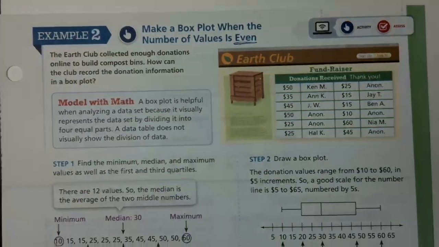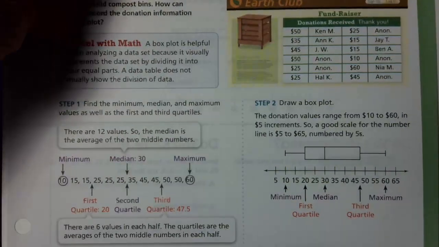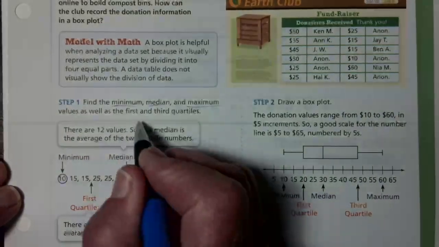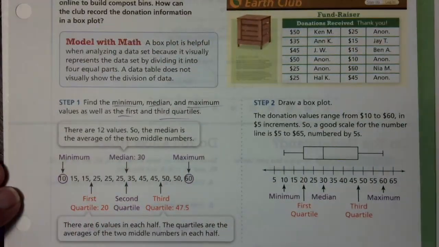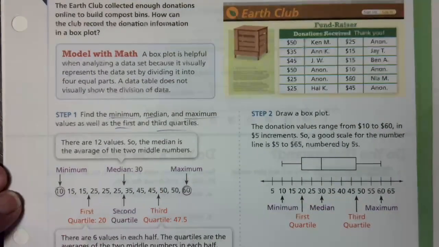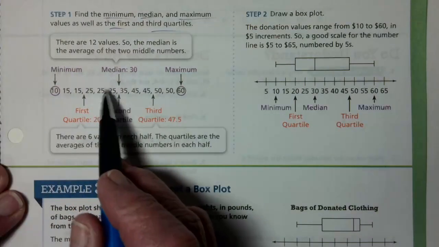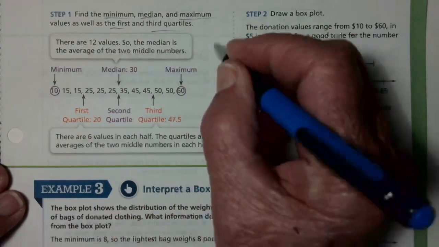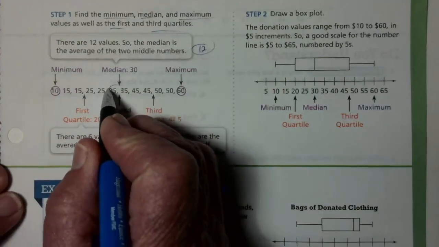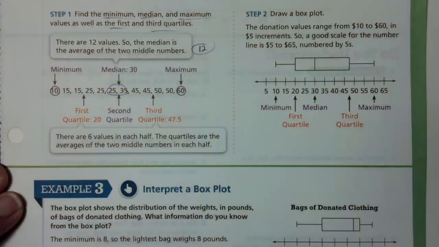Alright, so we're going to do everything the same. This is fundraiser money. And we're going to go find the minimum, the median, the maximum, and the quartiles, the first and the third quartiles. Got to have 5 things, remember? And so they're going to take all of these numbers and they're going to put them in order right here. All right, so follow me. Now we have 1, 2, 3, 4, 5, 6, 7, 8, 9, 10, 11, 12. Now we have an even number of values. So we have to average these two, okay, to get the median.